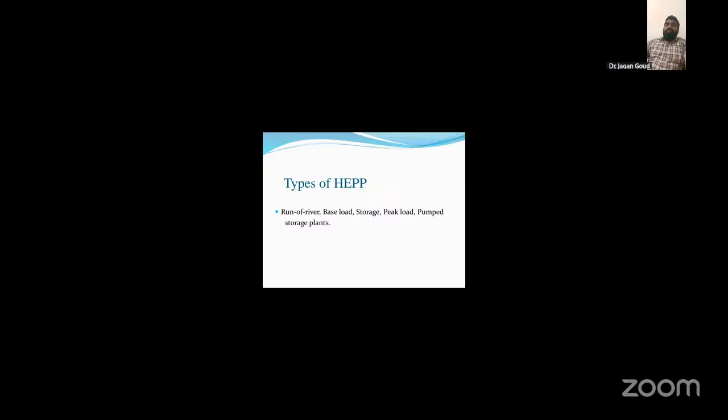Compared to the overview, the run of river has minimal storage and the load type is variable, and the key feature is that it depends on river flow. Base load type has large storage and continuous load type, and steady power supply. A storage plant type has a large reservoir. It is a flexible load type, and controlled generation is there. Peak load type has moderate or large storage, and the load type is peak demand and operates during high demand.